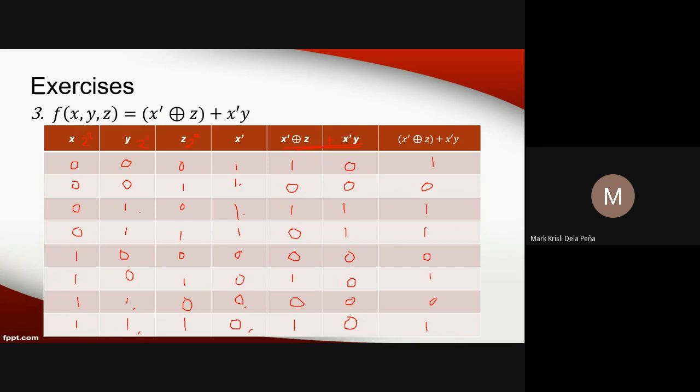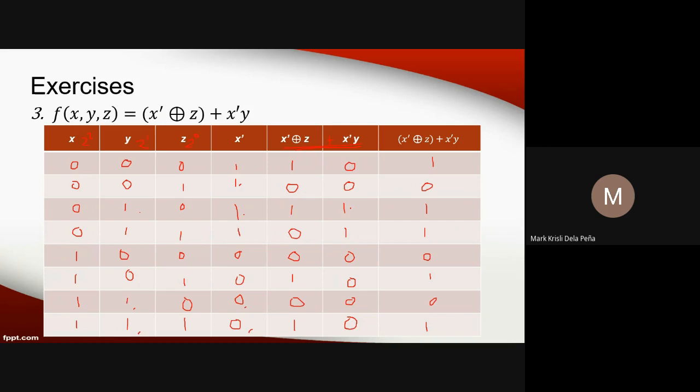Therefore, this is our truth table. So we have 1, 0, 1, 1, 0, 1, 0, 1. These are our combinations: 0 0 0, 0 0 1, 0 1 0, 0 1 1, 1 0 0, 1 0 1, 1 1 0, and 1 1 1.